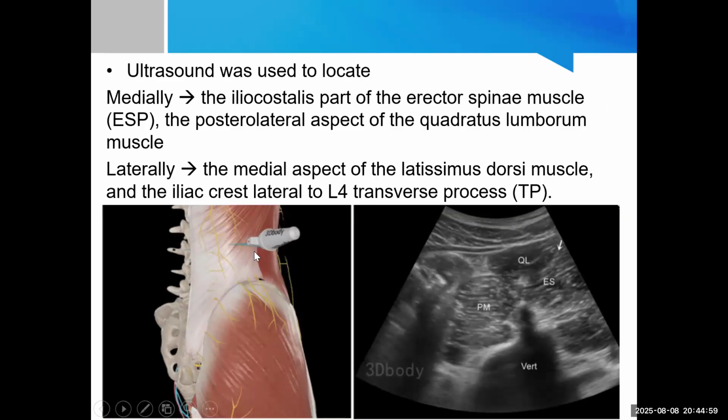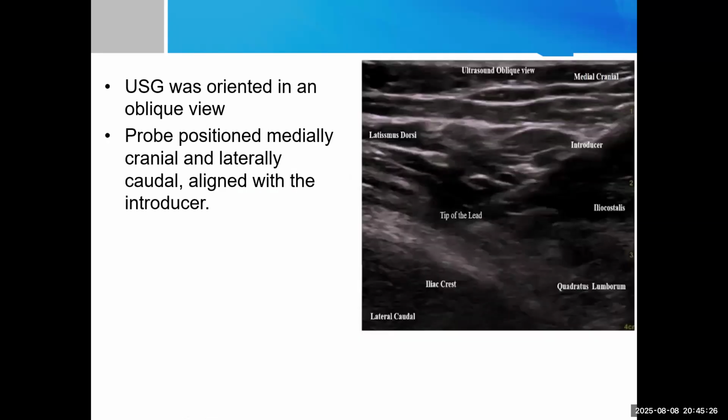So the iliocostalis part of the erector spinae (ESP) muscle and the posterolateral part of the quadratus lumborum muscle will be medial. So if you pay attention to this picture, QL and erector spinae are medial. And then laterally will be the medial aspect of the latissimus dorsi muscle and the iliac crest lateral to the L4 transverse process. So this is the picture from this paper.